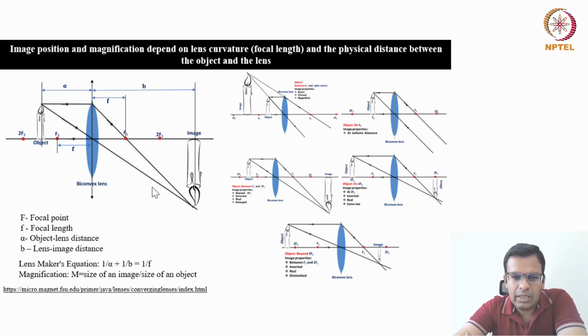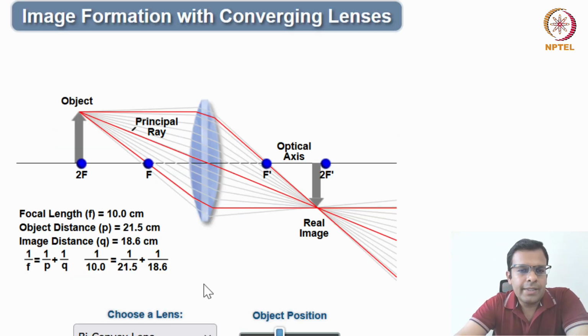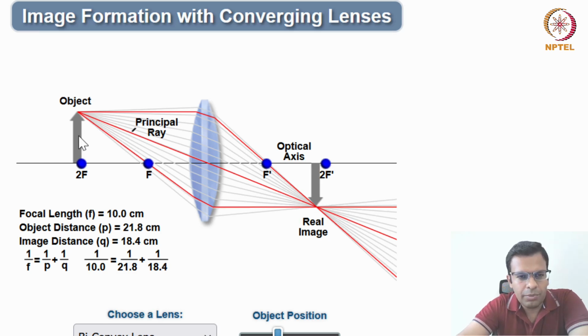So let me show you one animation to help you understand this concept. I have provided the link here, so just click on this link. This animation, or the Java tutorial, is from the Molecular Expressions website. Here you can see you have flexibility to change the position of the object.